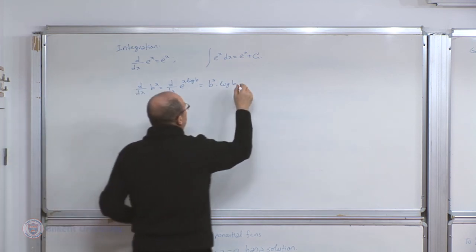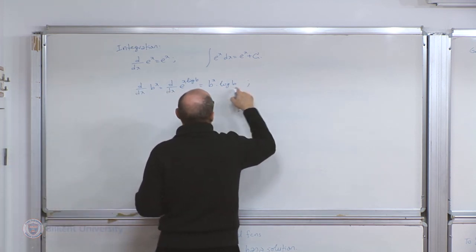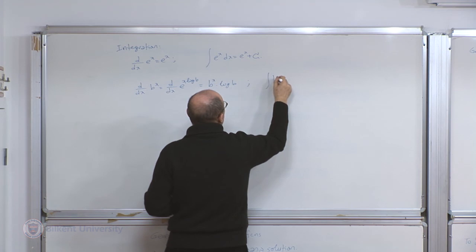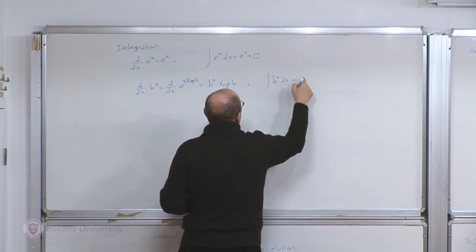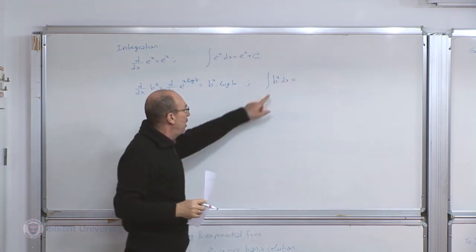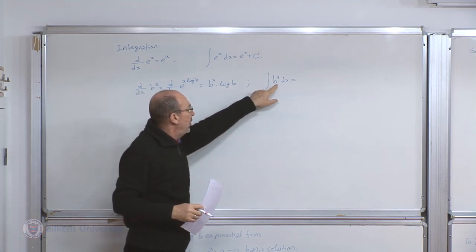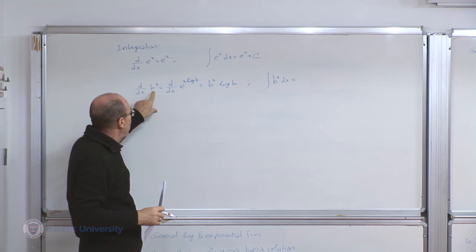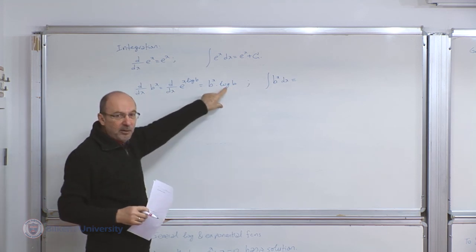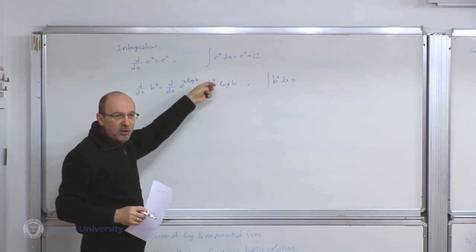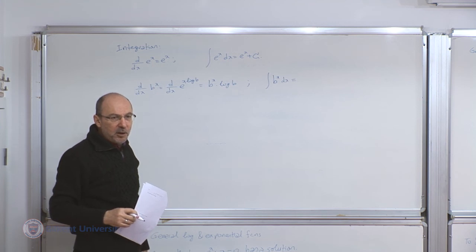So what does this tell me? If I want to integrate b to the x dx, I have to write here a function whose derivative is equal to this. Okay? So the only function whose derivative is equal to this is the function itself up to a multiplicative constant.